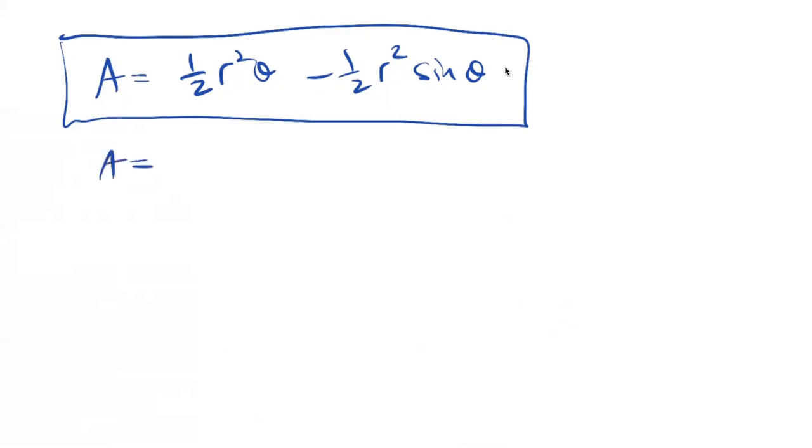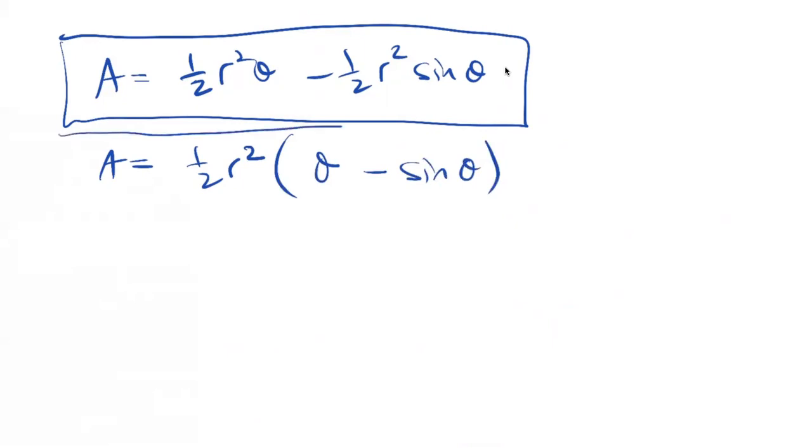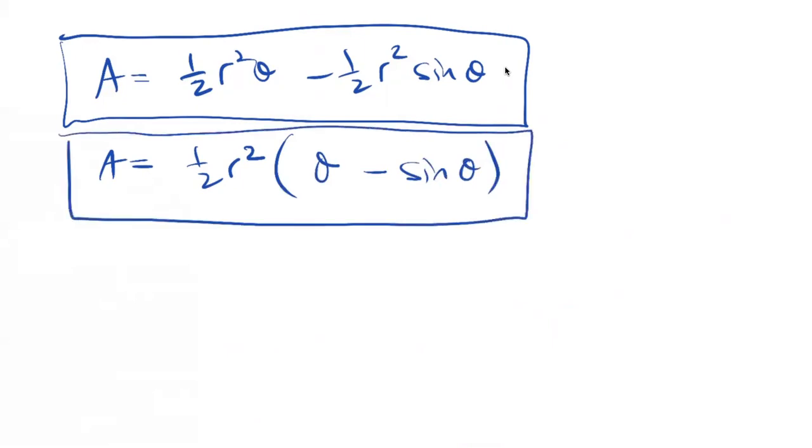Sometimes you'll see it written like this. It's a half r squared and then brackets theta minus sine theta. And you can probably see the reason for that is that we've just taken a factor of a half r squared theta out. So there they are. It's the same equation for both of them. And for both of them, theta is in radians. So it must be in radians for that to work.